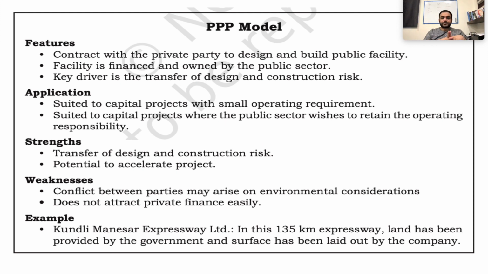An example is Kundli Manesar Expressway Limited. In this 135-kilometer expressway, land has been provided by the government and the service has been laid out by the company. So in this example, the land was provided by the government and the other surface of the land has been laid out by the company, like a private organization. So it is a collaboration of two, public and private.